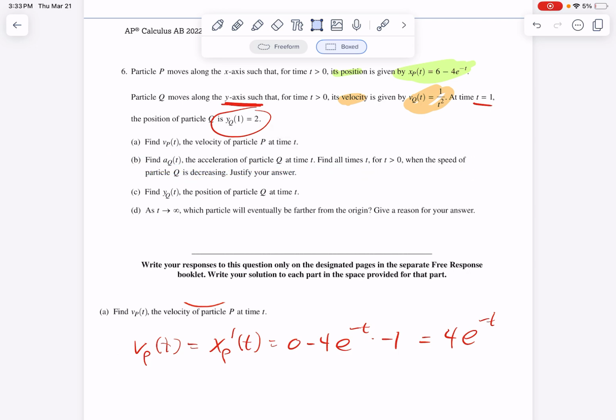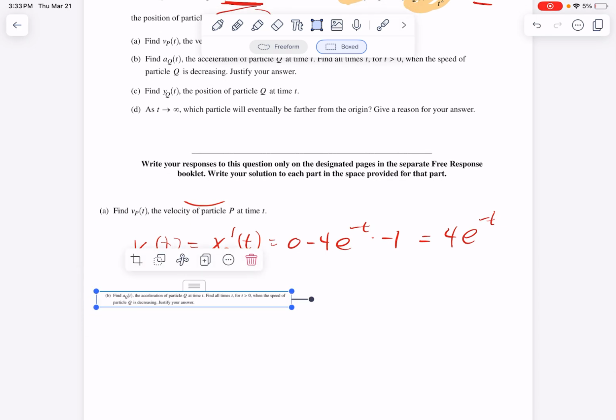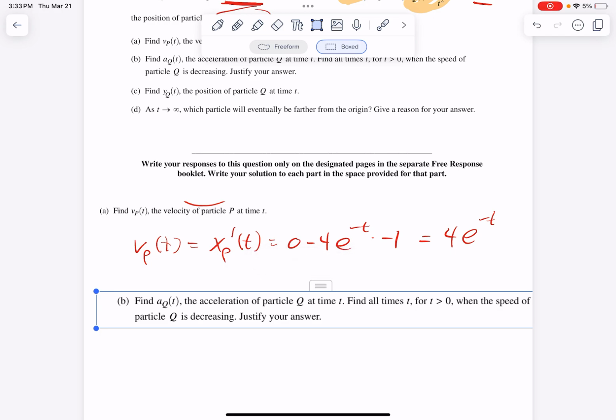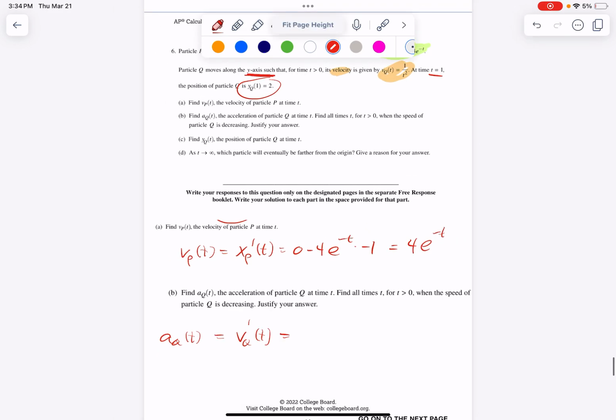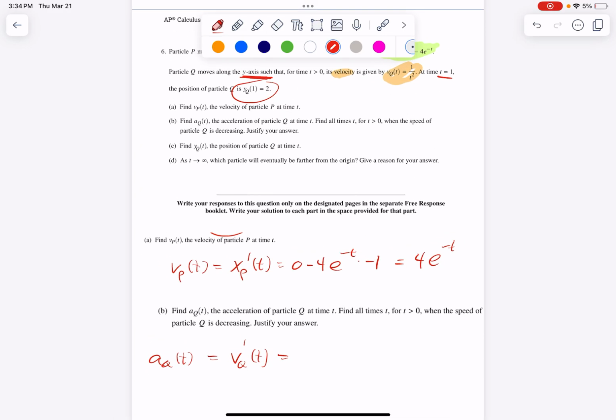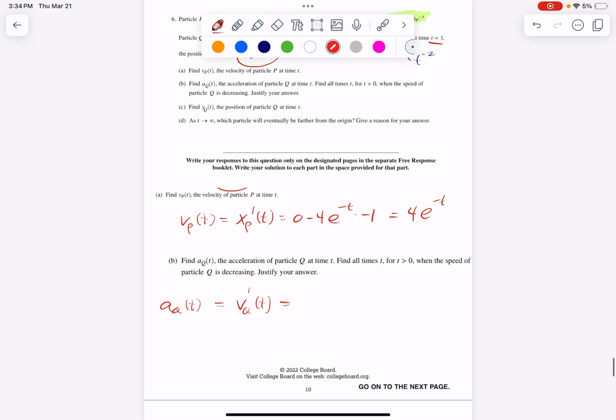For B, we want to find aq of t, the acceleration for particle Q. So again, we're going to take a derivative. aq of t is the derivative of vq of t. Make that clear. Even if you think it's obvious, demonstrate your knowledge. And vq of t, we will note, was t to the negative 2. So this would be negative 2t to the negative 3, which is the same as negative 2 over t cubed.